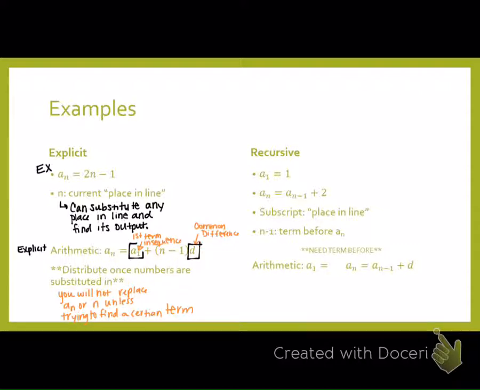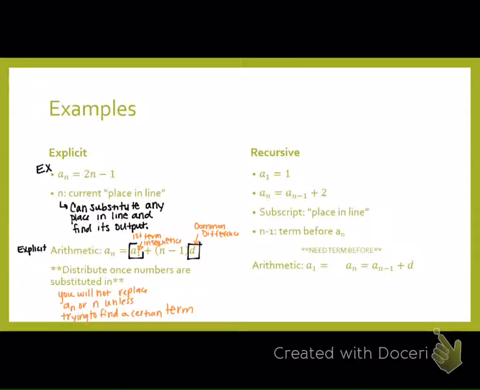The ones that are in boxes are the only ones that are replaced. A sub n and n will stay in the problem. As we said before, n is the current position in line, and you can substitute anything in it. So we've already stated that n is the current position in line. All right. Next one there is the recursive.